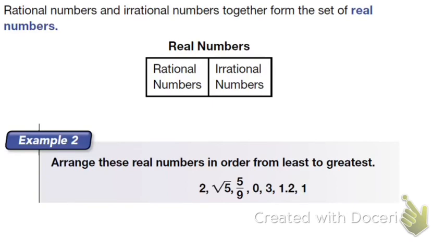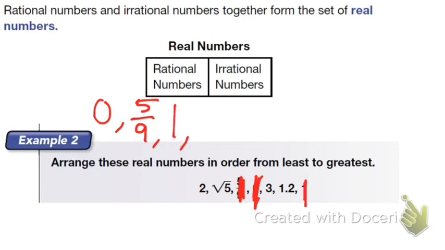Okay, example 2 says arrange these real numbers in order from least to greatest. Okay, we know the smallest number on our list is going to be 0, since we don't have any negatives, so we can go ahead and cross that out. Okay, now we're going to be looking for numbers in between 0 and 1, which we know that 5/9 is in between 0 and 1, since the numerator is less than the denominator. So next would be 5/9. Okay, there's no other numbers between 0 and 1, so our next number would be 1.